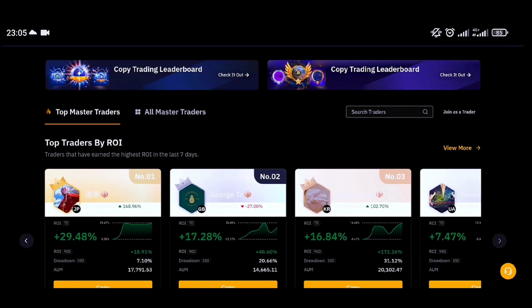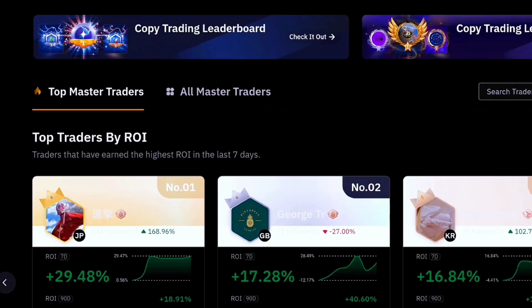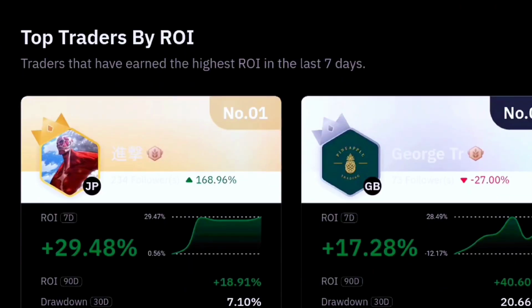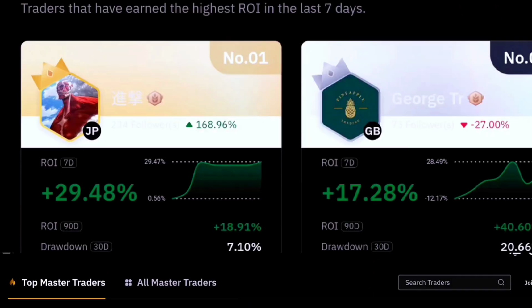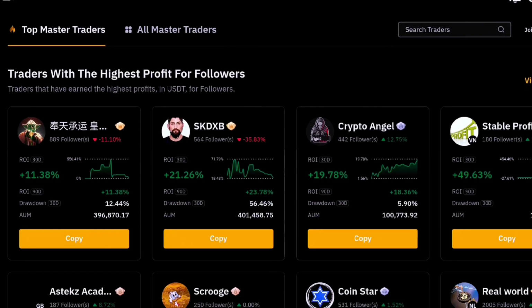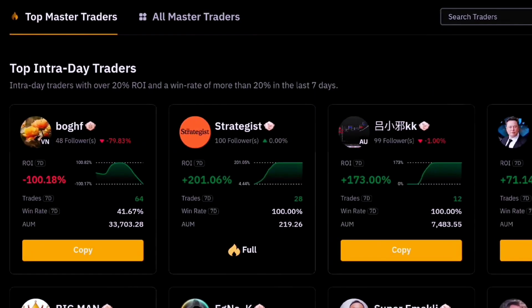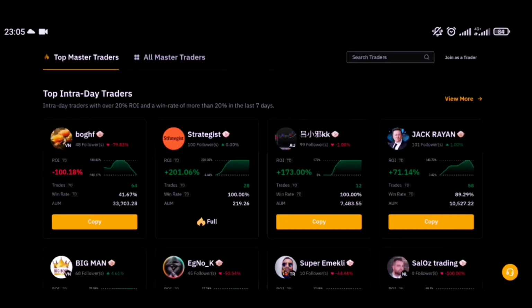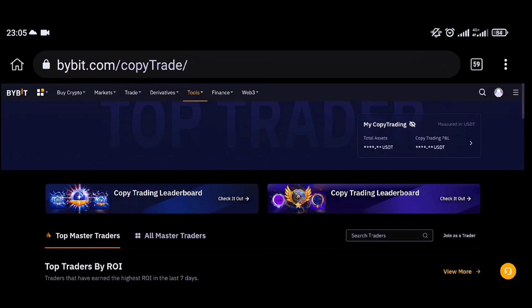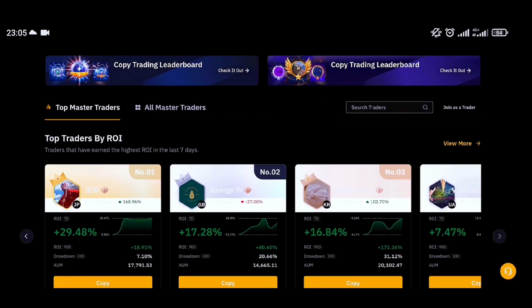Here's the copy trading dashboard. We can see how they are all listed here. We have the top traders by ROI. We also have traders with the highest profit for followers, the master traders with the lowest drawdowns, and the top intraday traders. In here you can do your research and pick the best trader that you want to trade with.